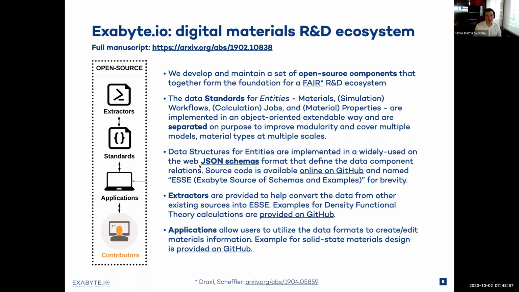So JSON schemas that define each of these different entities are available online, and we'd like to make it into a unified data standards source that we can work together on developing. Extractors are software components that provide the functionality to convert data that was produced from other sources into this standard that I just explained. And applications allow users to utilize these data formats to be able to create or modify the entities that we define.